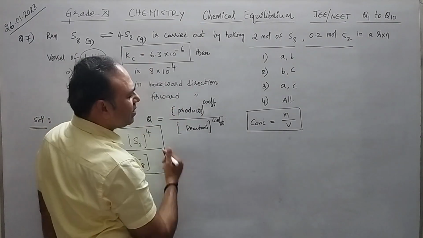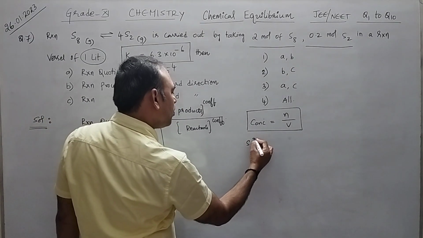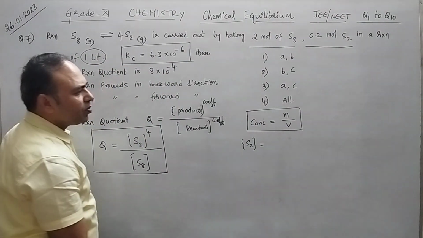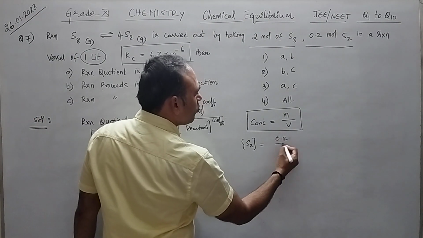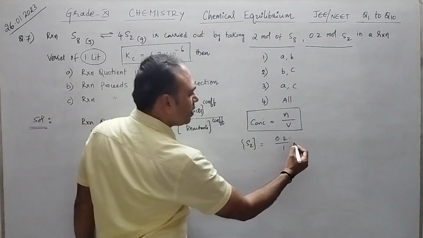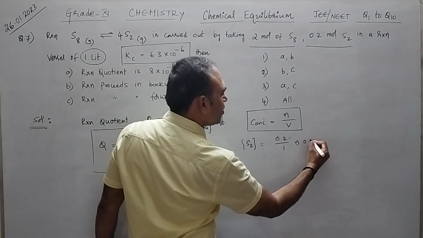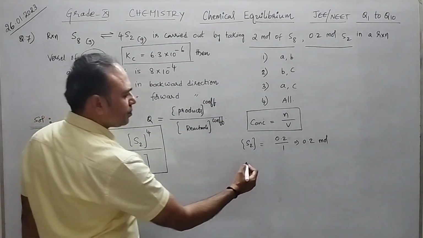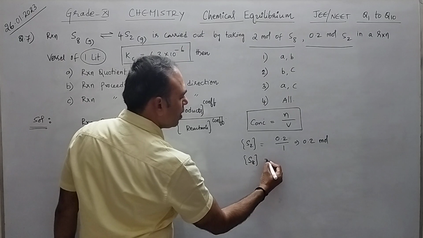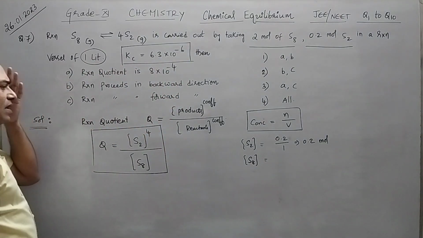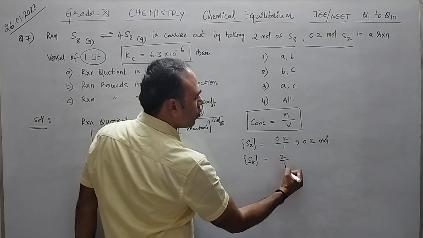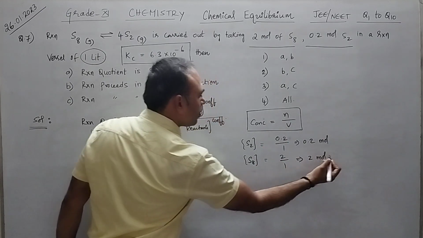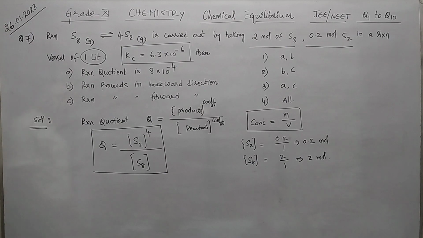So if you write that, what will be the concentration of S2? Number of moles they have given, how much? 0.2, and volume is 1 liter, hence the concentration of S2 is nothing but 0.2 mole. Similarly for S8, number of moles 2, volume is 1 liter, hence we get 2 moles. So very simple, you can substitute the same thing here.